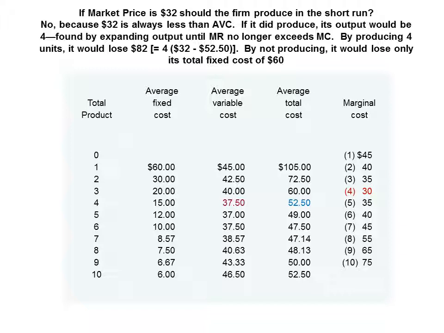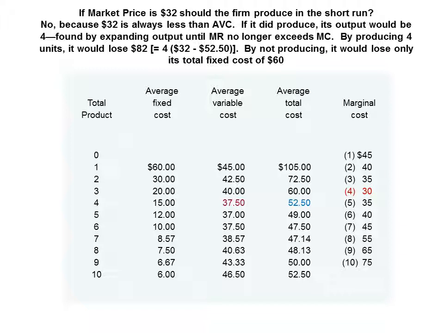Why? Because if the firm went ahead and produced, its loss would be greater than its fixed cost. How can we prove this? Let's say we did go ahead and produce, and this wouldn't be good because look at what happened. We'd be selling each unit for 32, but our average total cost at 4 units of output is 52.50. So for each one, we'd be losing $20.50. 4 times 20.50 comes out to a loss of 82.